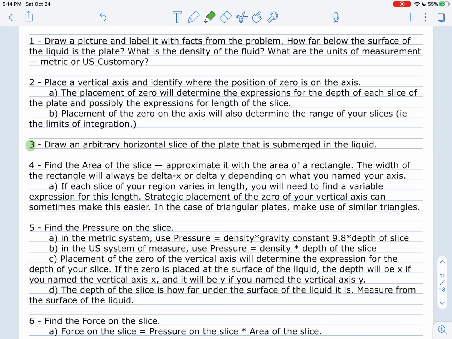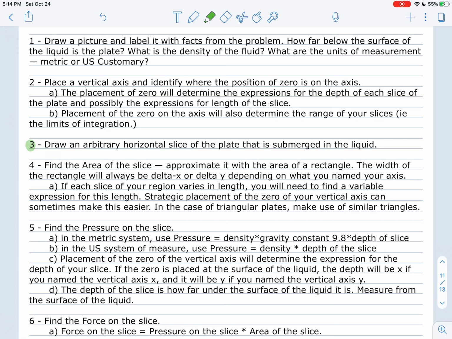And we're always going to be approximating the area with a rectangle. So we know that area is length times width, and the width of that slice is always going to be delta x or delta y, and it is all dependent upon what you named that vertical axis. Right? It will be a delta x slice if you named that vertical axis x, and it will be a delta y slice if you named that vertical axis y.